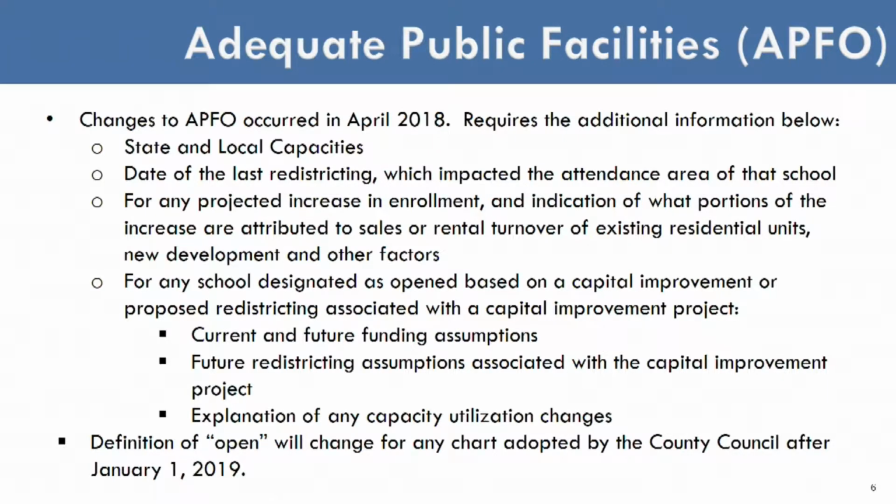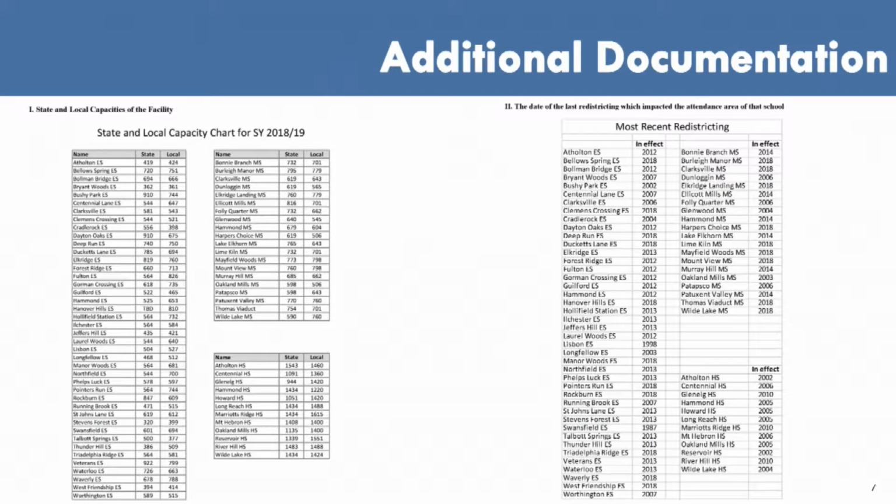So for your information, in your packet, up on the screen on the left is the state-rated capacity comparison and the most recent redistricting. We chose to do the in-effect year because sometimes redistricting lasted over several years with open enrollment, and so it was just easier to identify when the last year of a redistricting took effect.